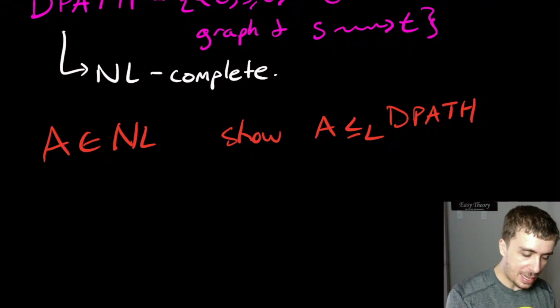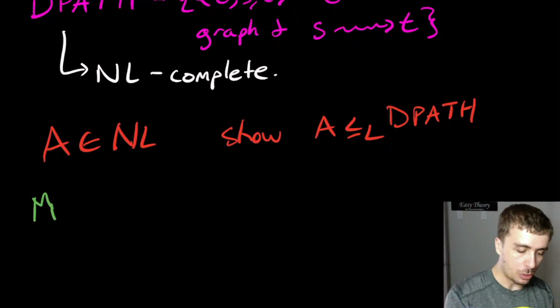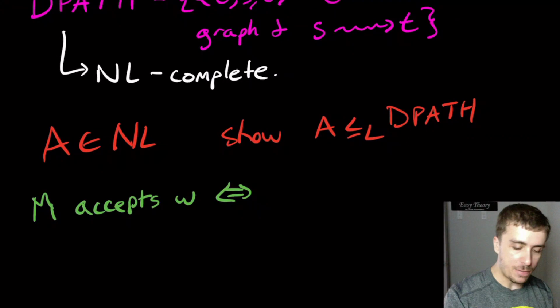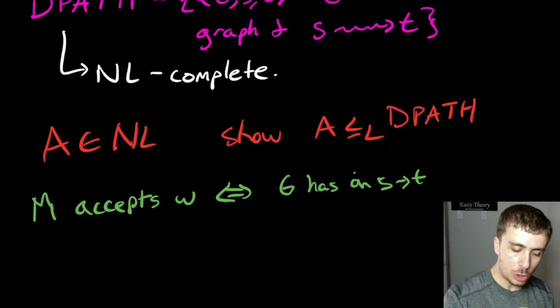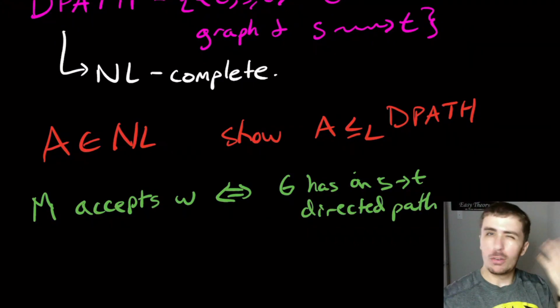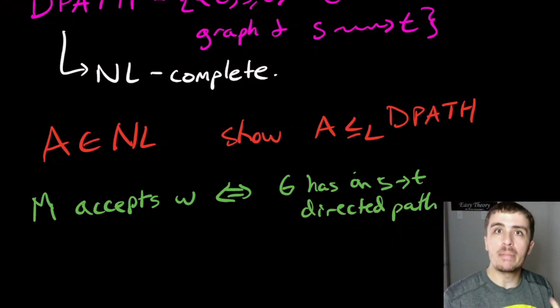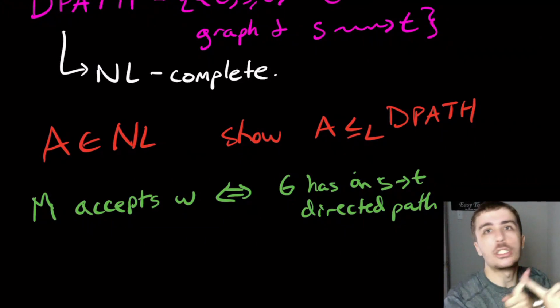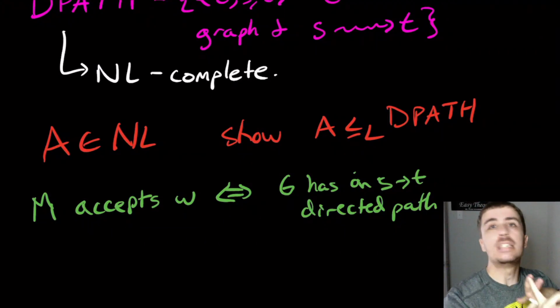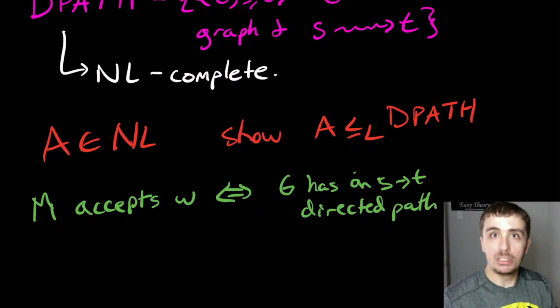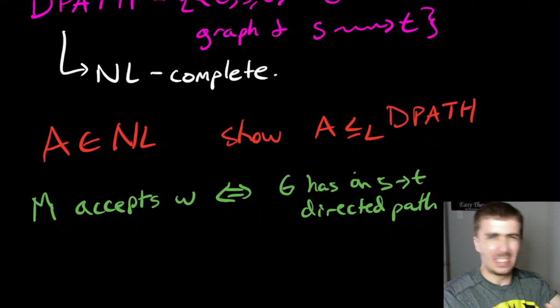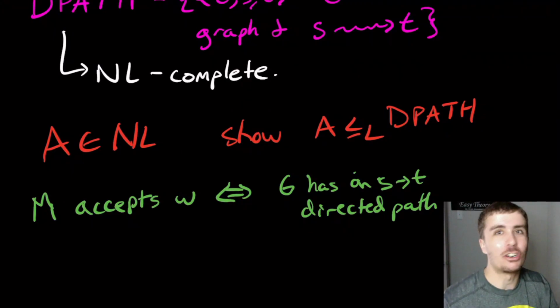So let's say that M is a non-deterministic Turing machine, and we want to accept a particular string W if and only if the graph that we produce has an s-t directed path, I should say. And so how is this going to work? The only information that we have is that M is a non-deterministic Turing machine and it runs in log space. So how can we actually use that information to construct a graph? It's not even related to the Turing machine whatsoever.